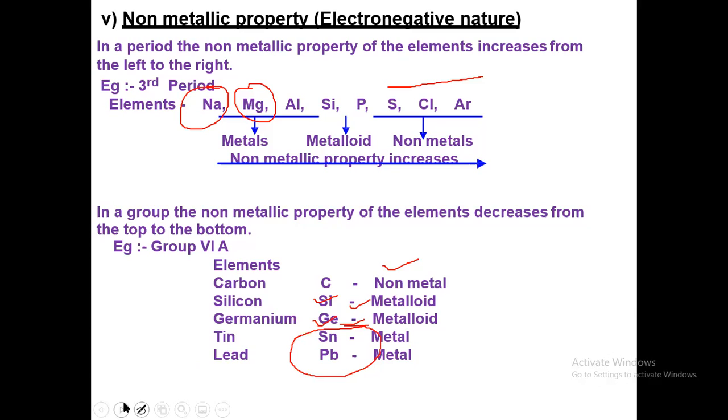So dear children, this is the explanation of the chapter, that is periodic classification of elements.